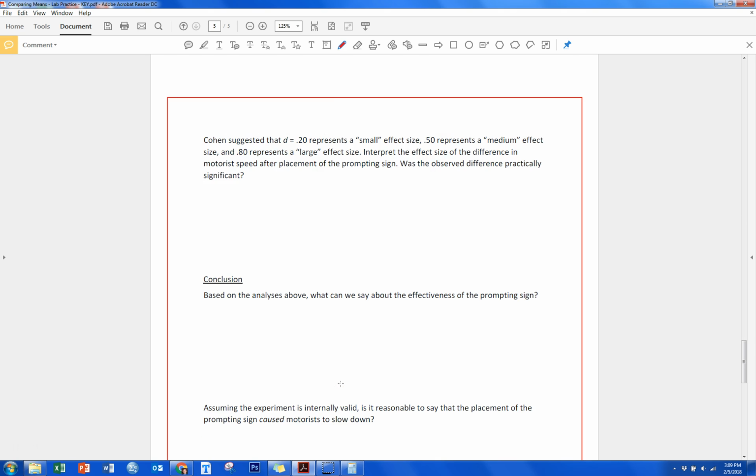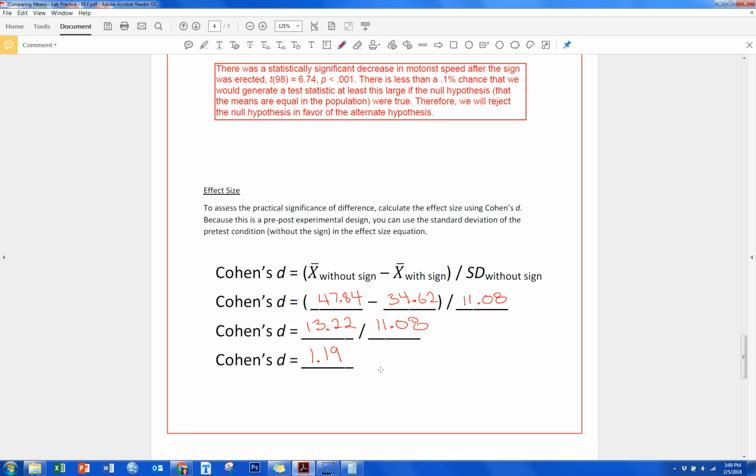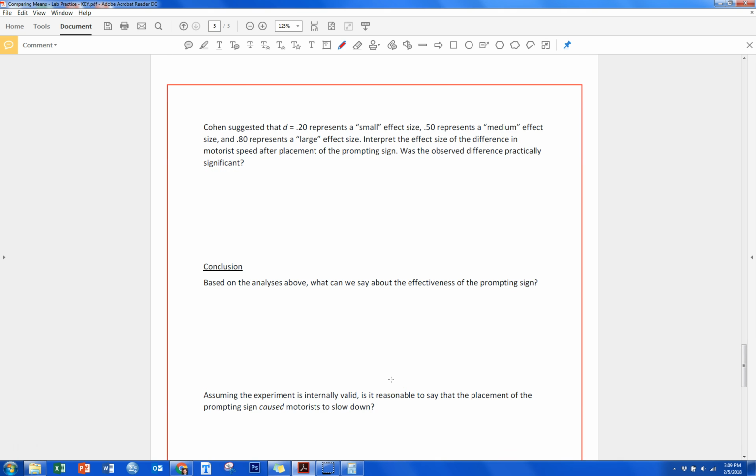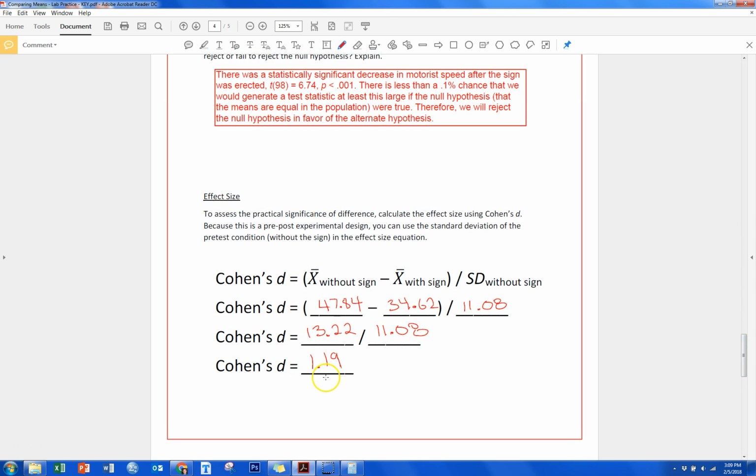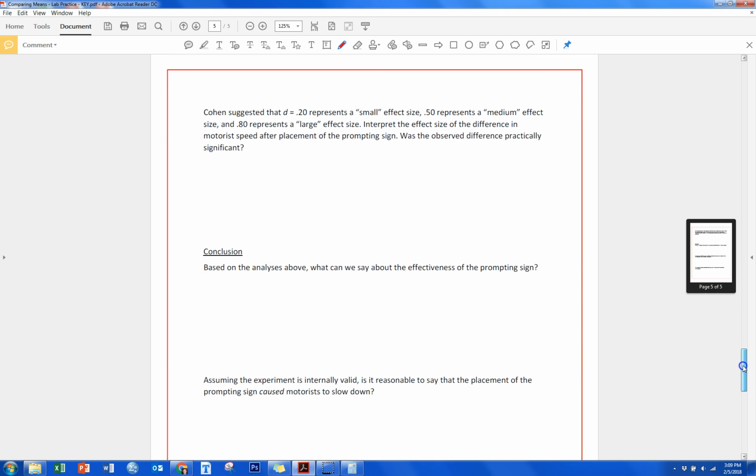1.19. So now we have to interpret that. Okay, so Cohen's d, it's 1.19. Is that good? We have to use Cohen's criteria. Cohen suggested that 0.2 is a small effect, 0.5 is a medium effect, and 0.8 is a large effect. So 0.8 is large, and we have 1.19. So this is very large, right? It's over a standard deviation, whereas 0.8 standard deviations is already large as is. So this is a big effect. Okay, so let's talk about that.